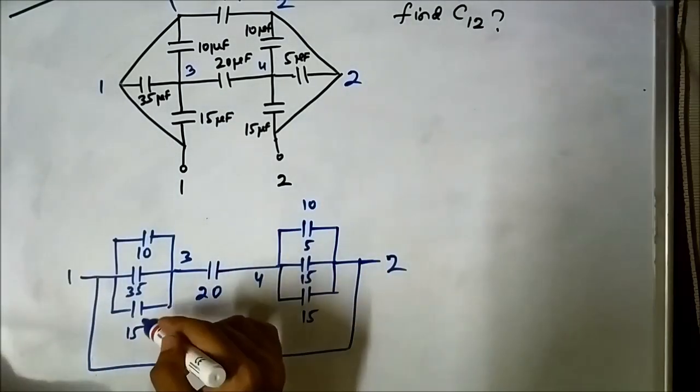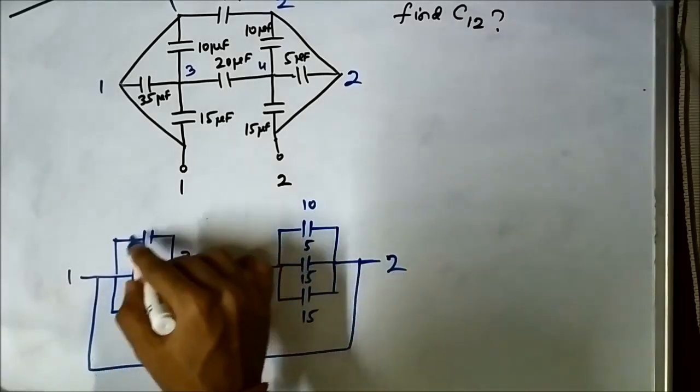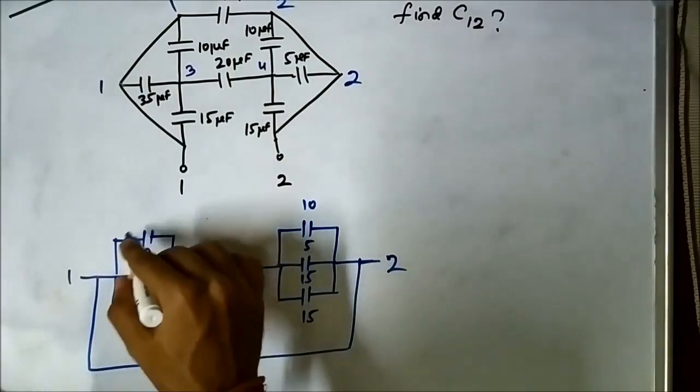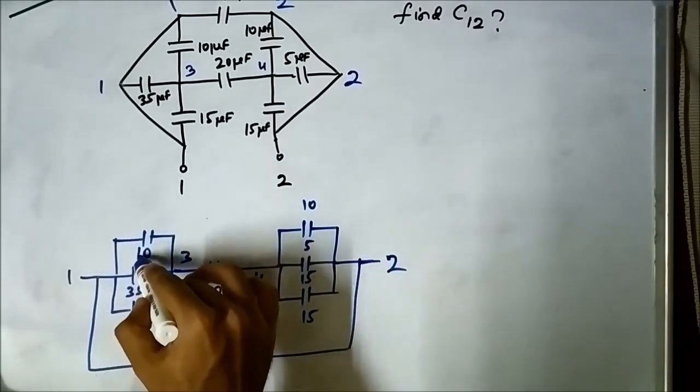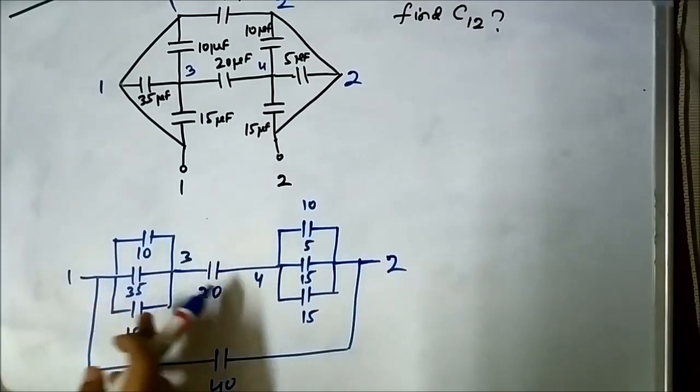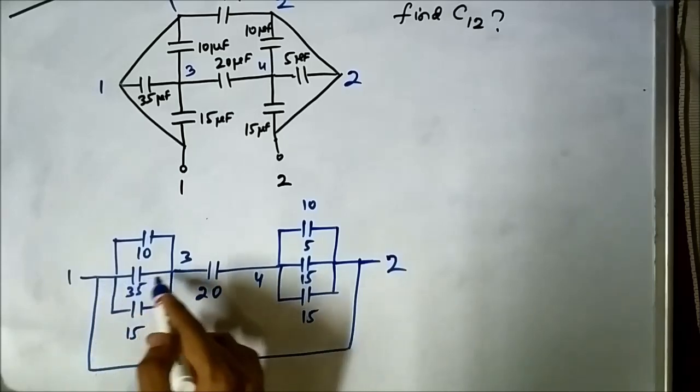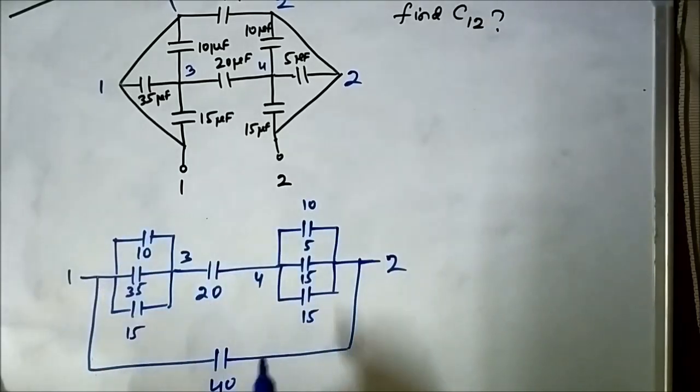Now, the equivalent capacitance of these three capacitors, because they are connected in parallel, the 10, the 35 and 15, between 1 and 3, they are connected across the same 2 points, 1 and 3, so they are connected in parallel.